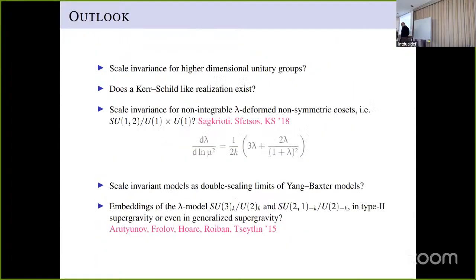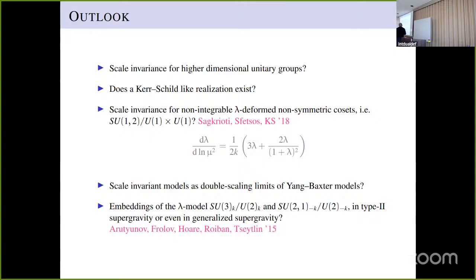So, some future questions. What about scale invariance for higher dimensional unitary groups? One could ask whether this extends. Another question is that it's a bit remarkable that in the orthogonal case, all the deformations that we have checked in higher dimensional cases admit the Kerr-Schild form. Why does this not happen here? Perhaps there is some kind of extension or Kerr-Schild-like form.